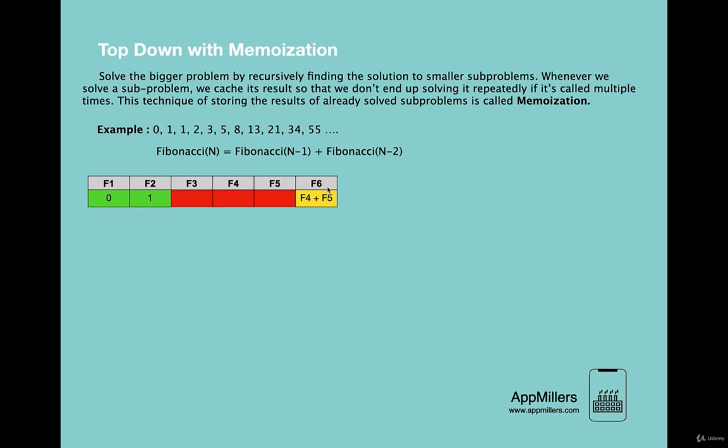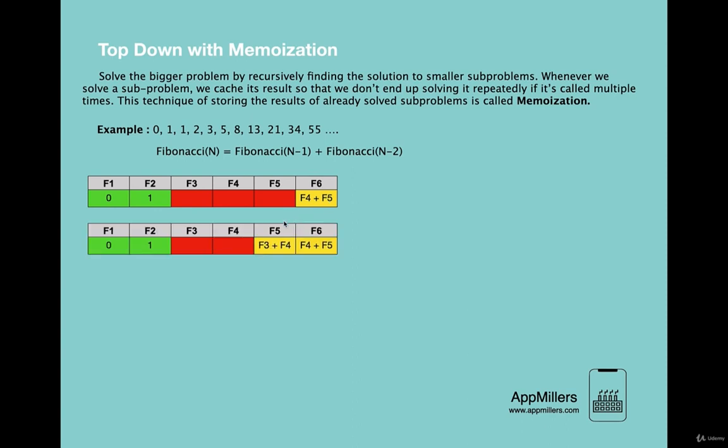So our problem is to find the Fibonacci 6. So we know that to calculate the Fibonacci 6, we need to calculate Fibonacci 4 and Fibonacci 5. Then by summing up, we can get the Fibonacci 6 over here. So in the first step, we will divide the problem into Fibonacci 4 and Fibonacci 5.